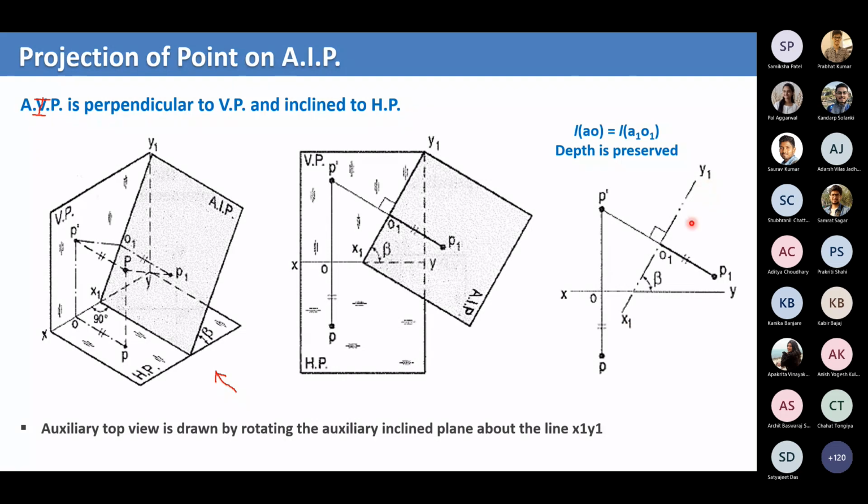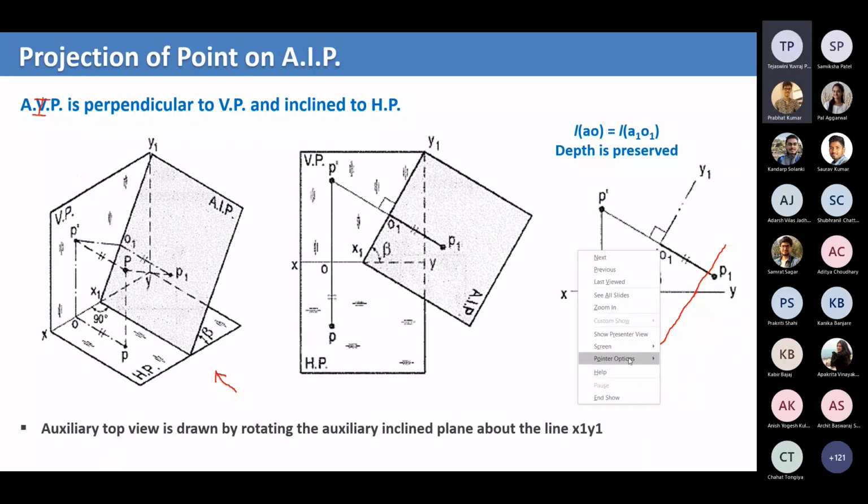I've already said it can be on the right of P dash. It can be on the left of P dash. Here we have x1 y1 at this point, but there is a chance that you can have x1 y1 here also. Maybe this is x1 y1. The angle beta is important, so it should maintain the angle beta.